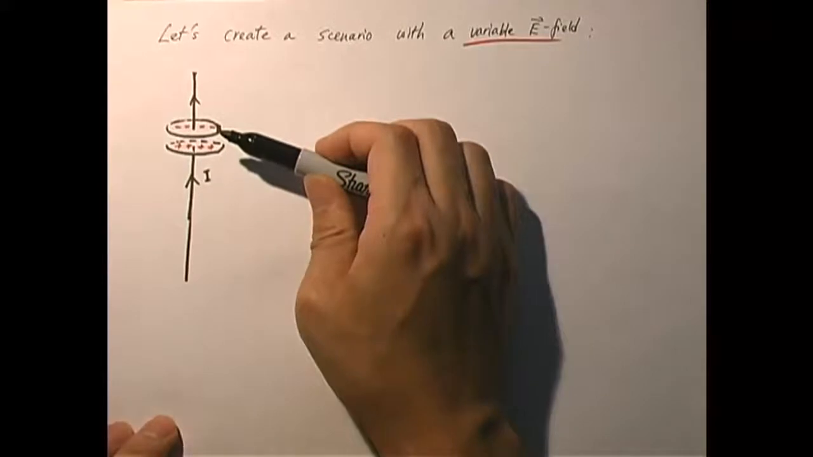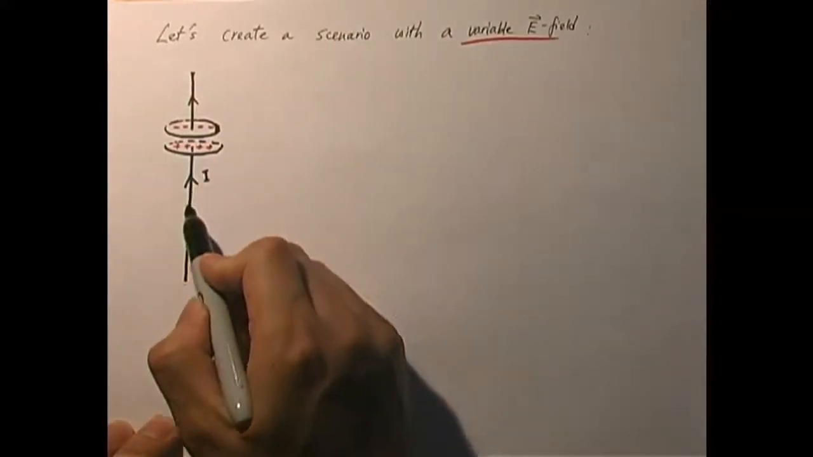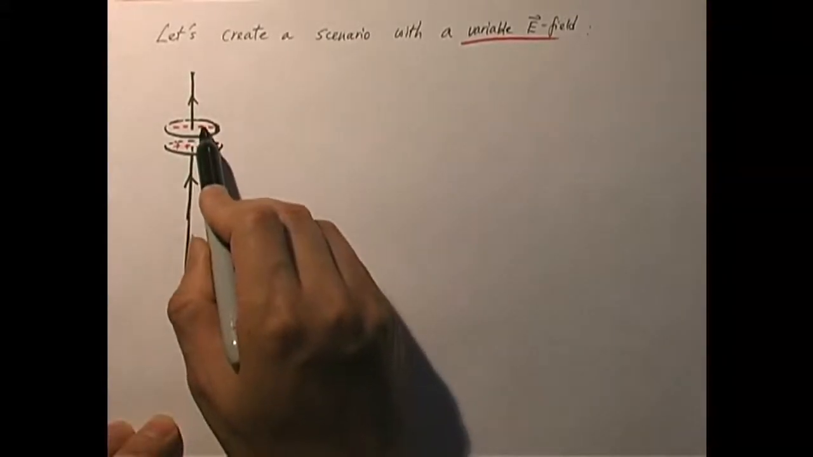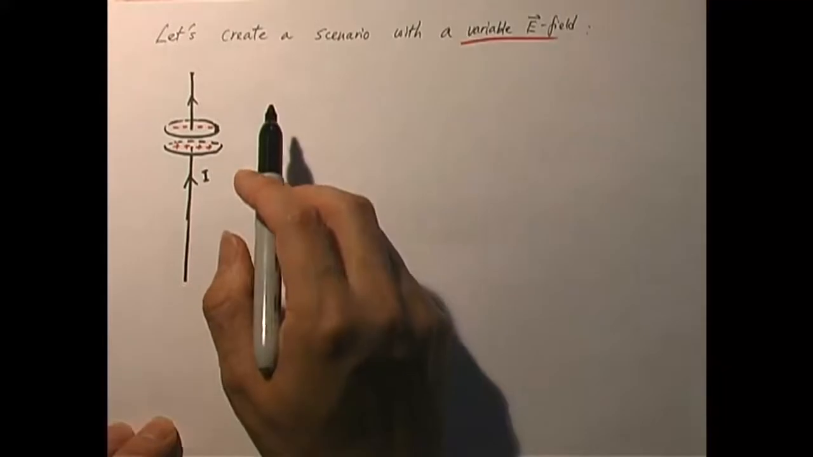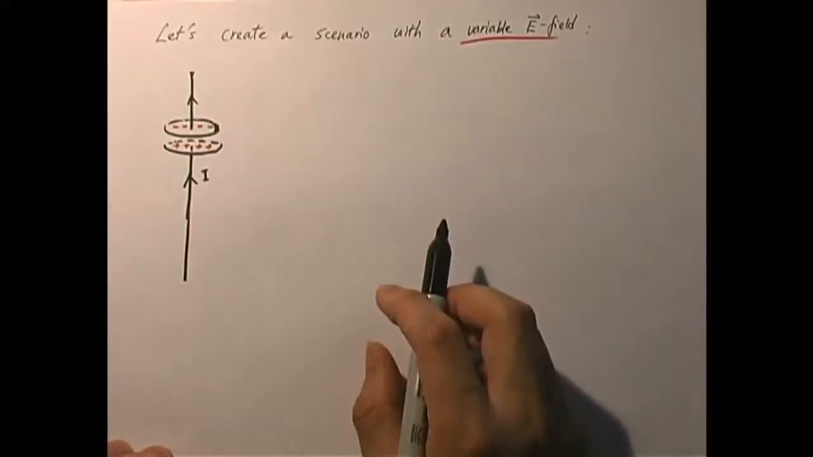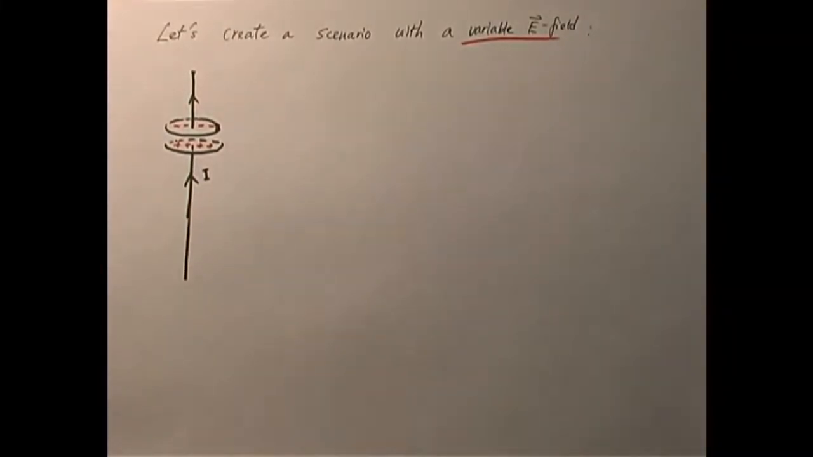At one moment, we find that a current is running this way, so that takes positive charge and deposits positive charge on this plate, so the lower plate is positively charged, and the upper plate is negatively charged. Now here's what I want to do. I want to apply Ampere's law to this case because I want to calculate the magnetic field.